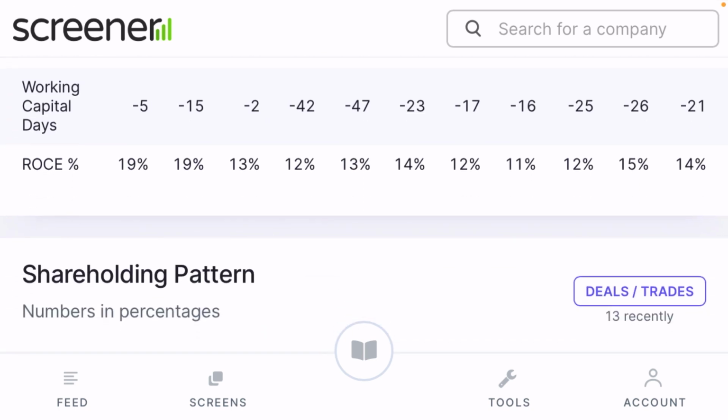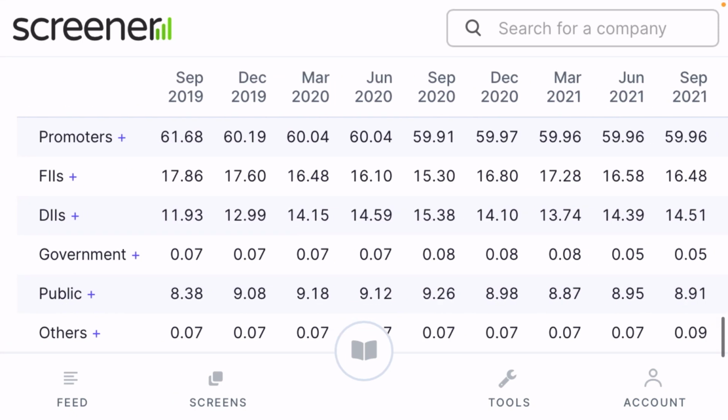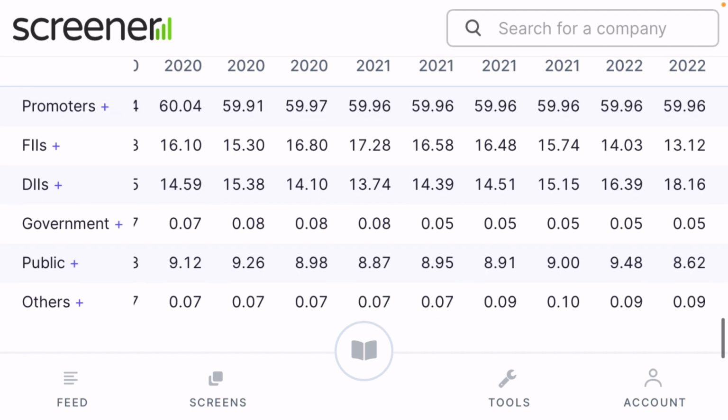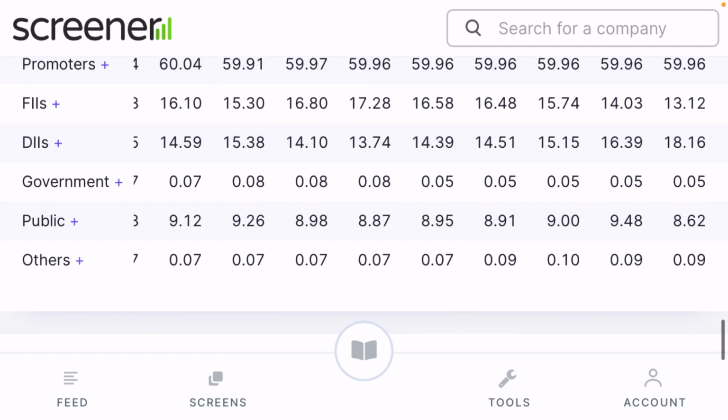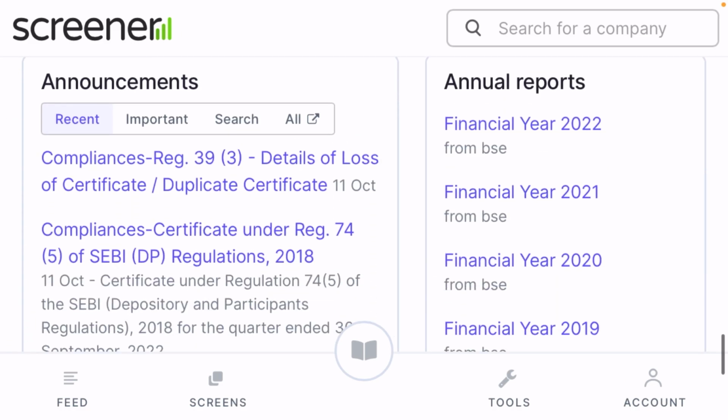Excellently, the company's return on capital employed is 14%. Promoter holding is intact, with a slight reduction; promoter holding is 59.96%. FII holds 13%, DII 18%. Government is also holding the stock, and public holding is 8.69%. A very good cement company.